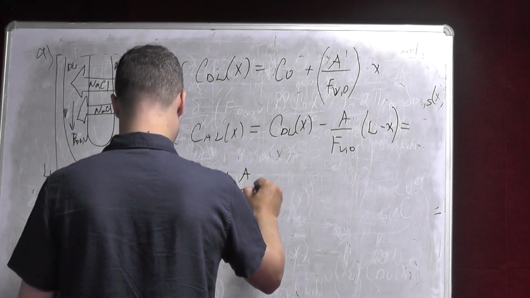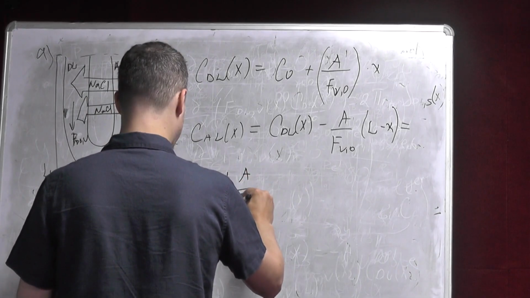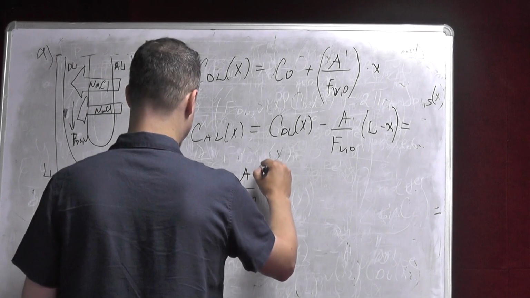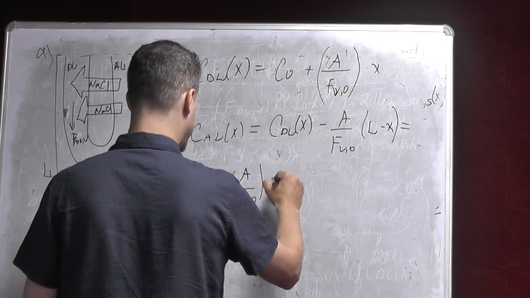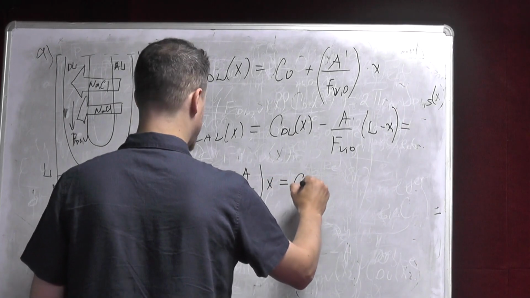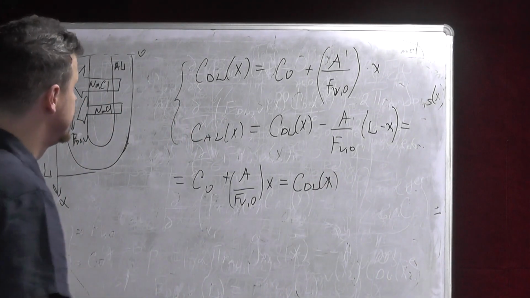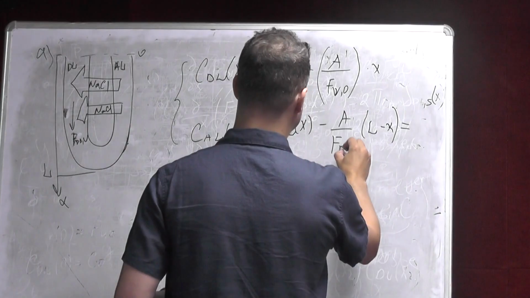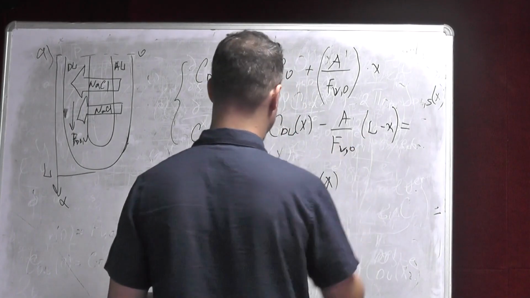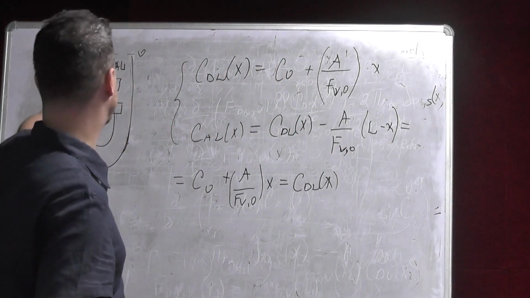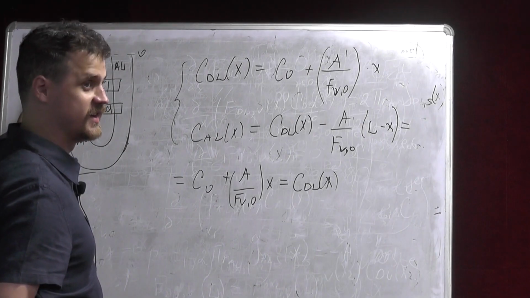Which will actually end up with the following. So what this represents, F, V, F, that's volume, that's comma, 0. That's the water flux right at the beginning of the descending limb.